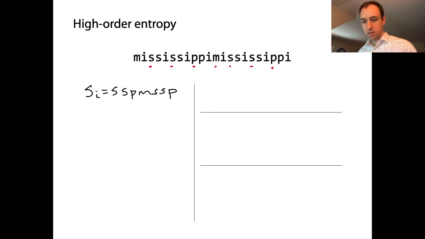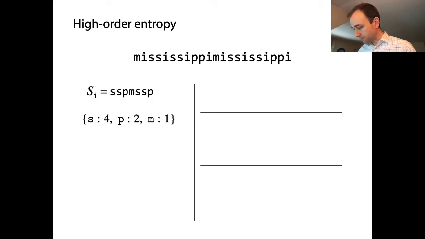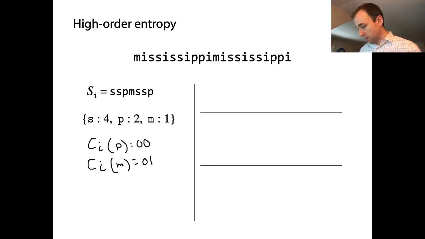And so the frequency vector associated with that is going to be, well, S occurs 4 times, let's do P next. P occurs twice, M occurs once. Okay, so there's my frequency vector. And if I go ahead and do Huffman, I'll end up with a code that looks like this. C sub I of P is 00, C sub I of M is 01, C sub I of S, the most frequent one, is 1. Okay, nice prefix-free code for the characters that have I as their left context.